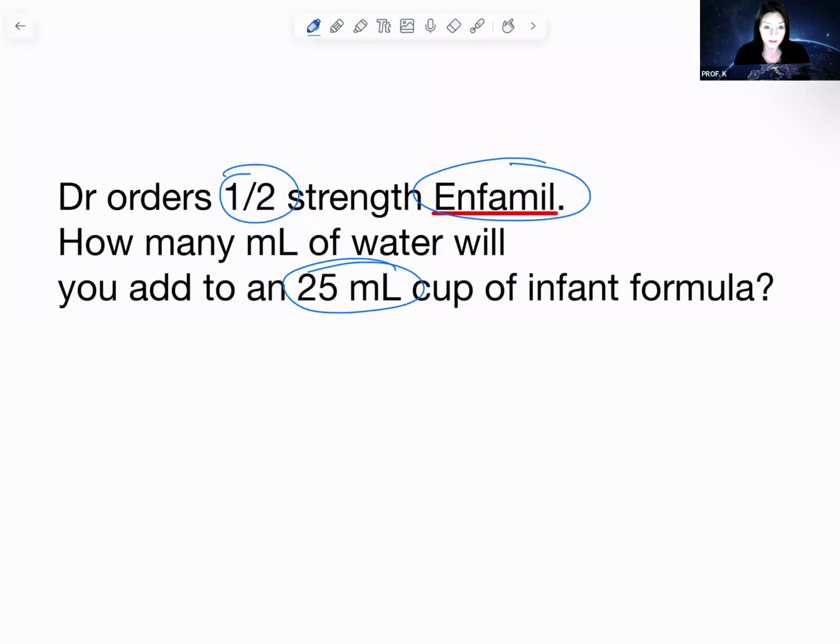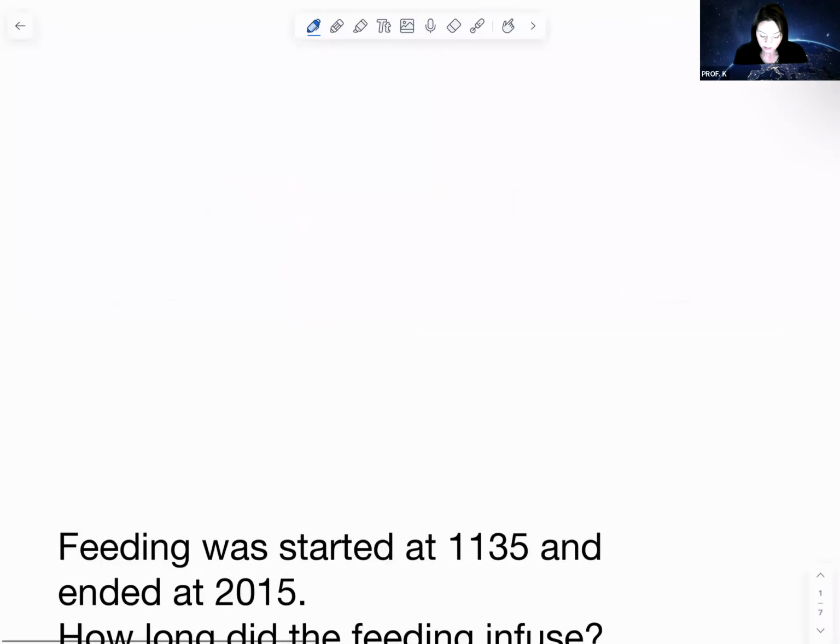All right, so it's not a trick question. The baby's Enfamil comes, the doctor says 25 milliliters, make it half strength, you're going to add 25 milliliters. So the total volume is... beautiful.